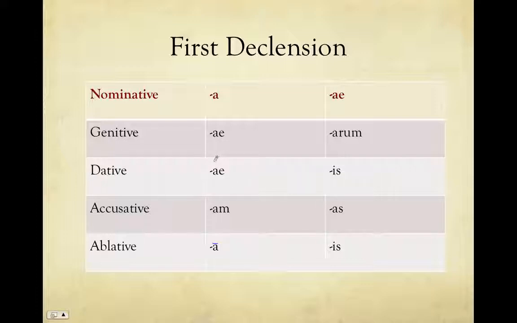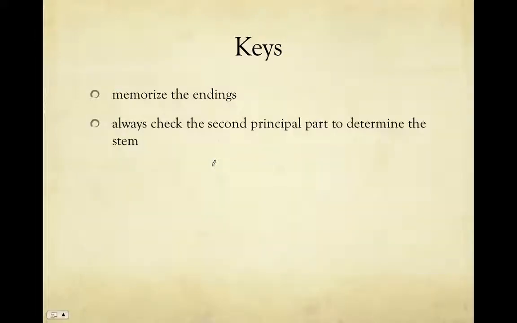If I were you memorizing the first declension, I would attach these onto a noun, whether it be natura, nature, or puella, girl. It's easier to memorize these endings within the context of an entire noun rather than just the endings. So the key to learning the first declension, or any declension, is to memorize those endings. You can't do anything if you don't have those endings in your mind. And then always check the genitive principal part to determine the stem and also what declension it belongs to.